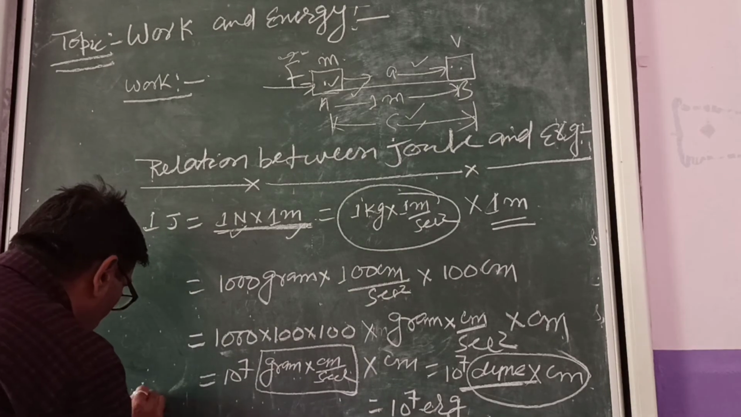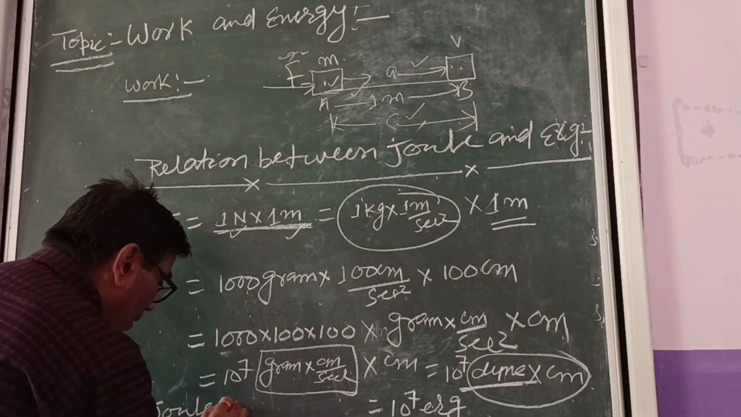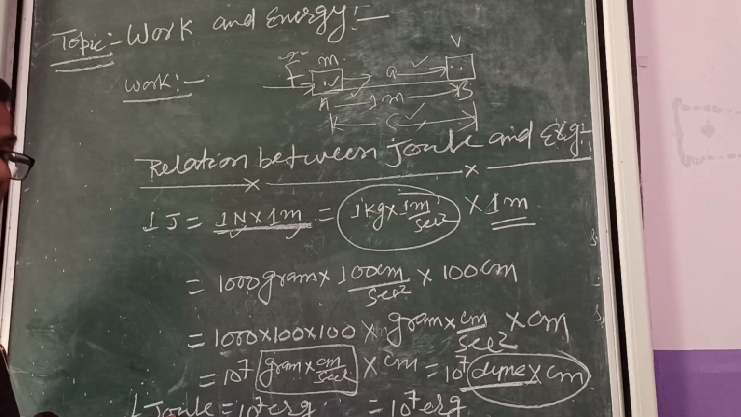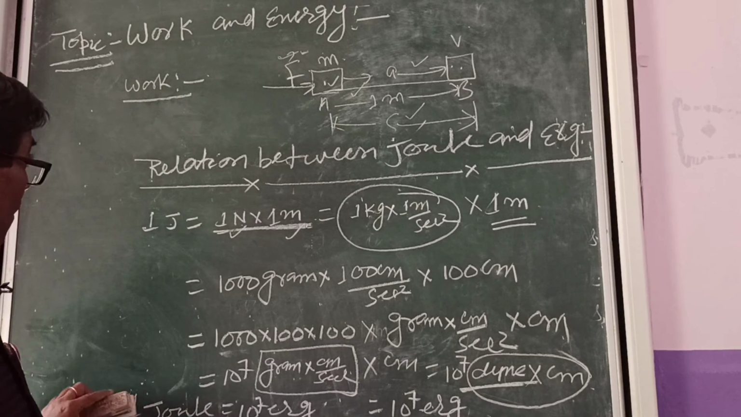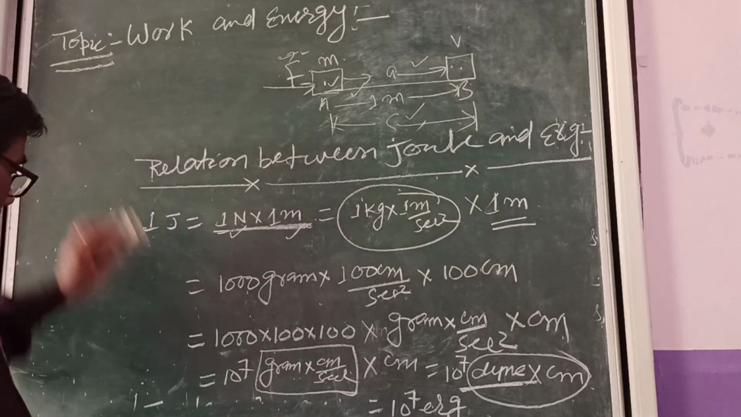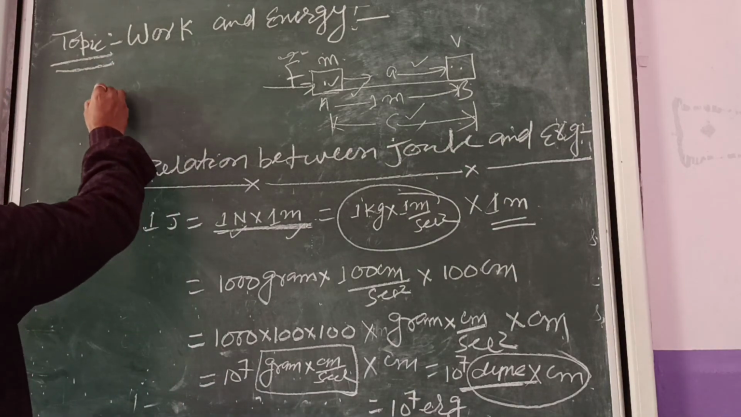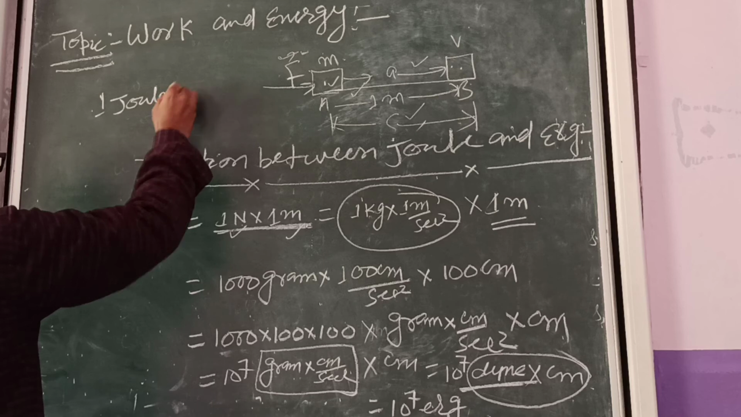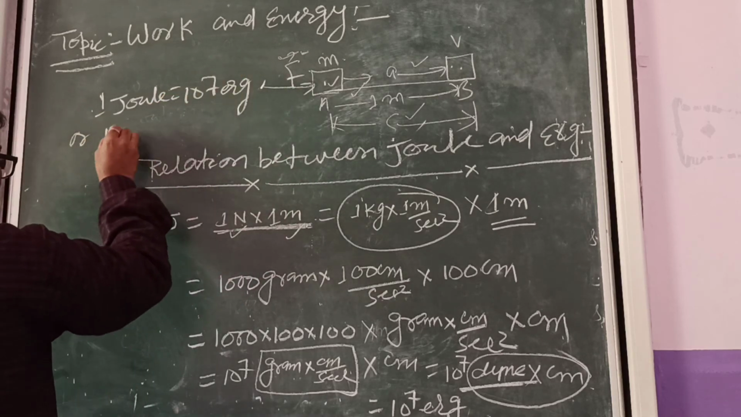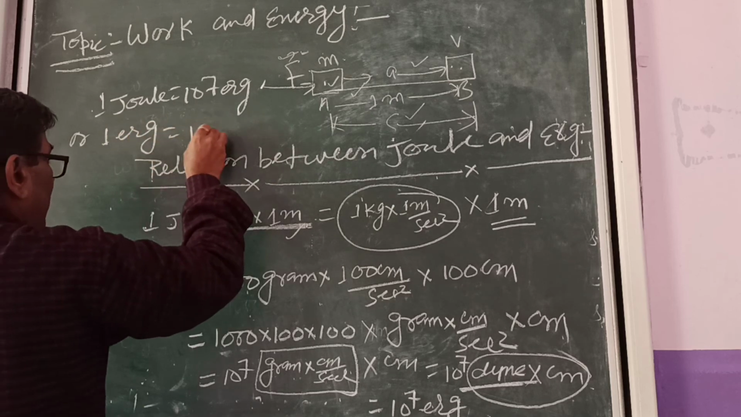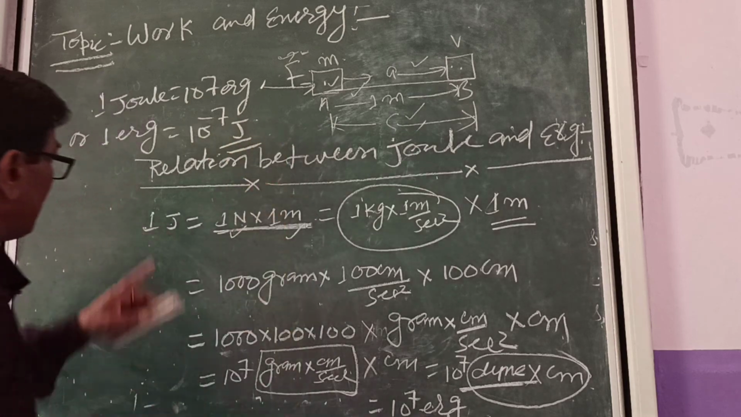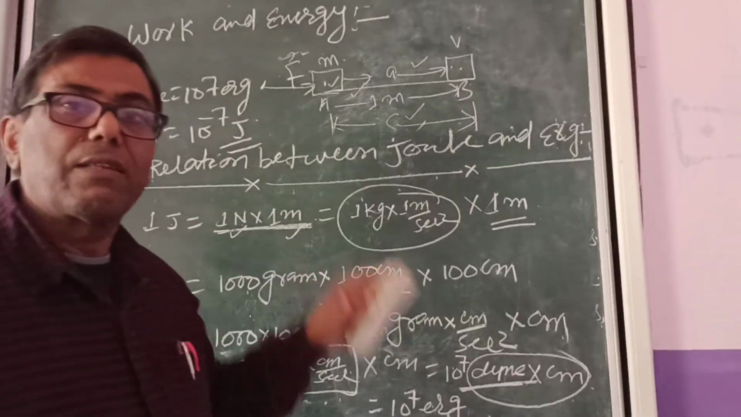So 1 joule is equal to 10 to power 7 erg, or 1 erg is equal to 10 to power minus 7 joule. This is the relation between the joule and erg. Thank you.